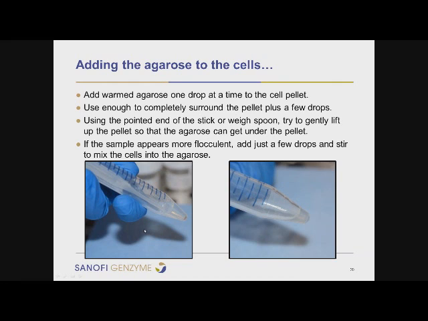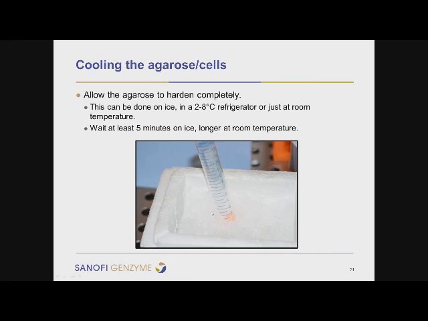However, if your sample, as soon as you start adding your agarose, becomes flocculent, you only want to add a few drops and then stir to mix those cells into the agarose, so they're dispersed throughout the little drop of agarose there. Then you're going to cool it and allow it to harden completely. And the important thing here is to be patient. You can either do it on ice or in a refrigerator or just at room temperature, but I usually wait about 5 minutes when it's on ice, longer if it's going to be at room temperature.